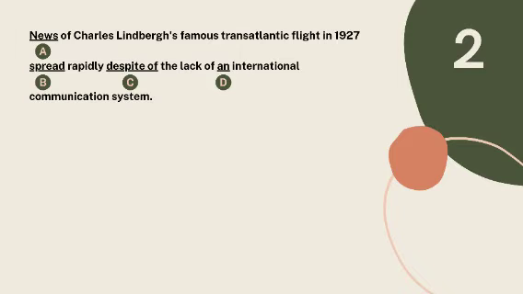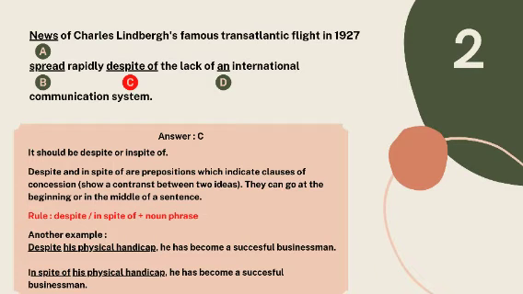And now we are going to the second question. News of Charles Lindbergh's famous transatlantic flight in 1927 spread rapidly despite of the lack of an international communication system. So, the answer is C. Despite of should be replaced with despite or in spite of.